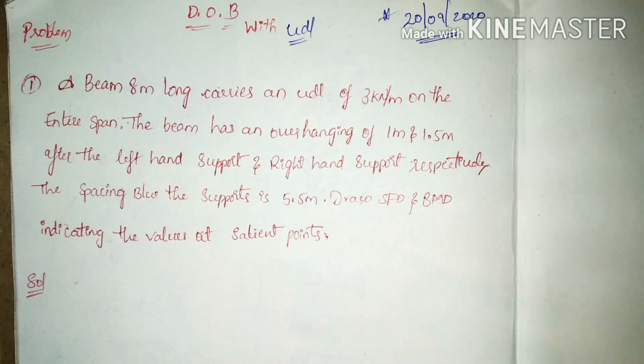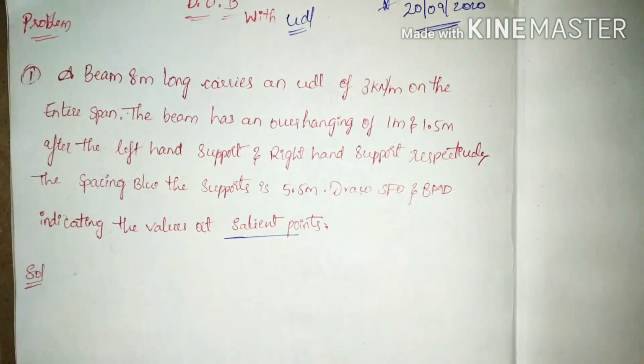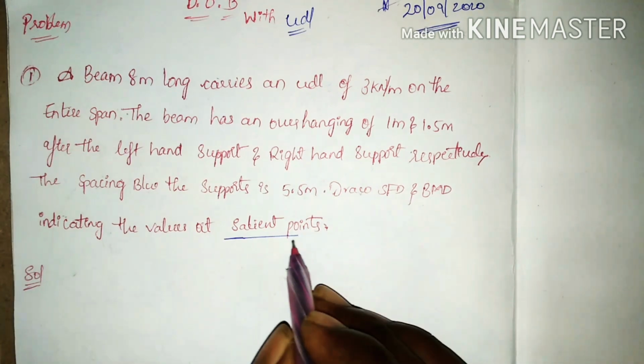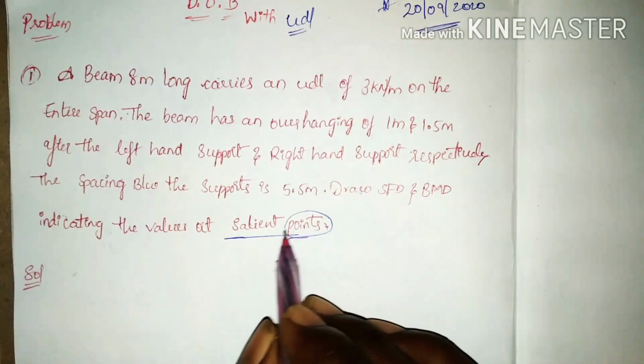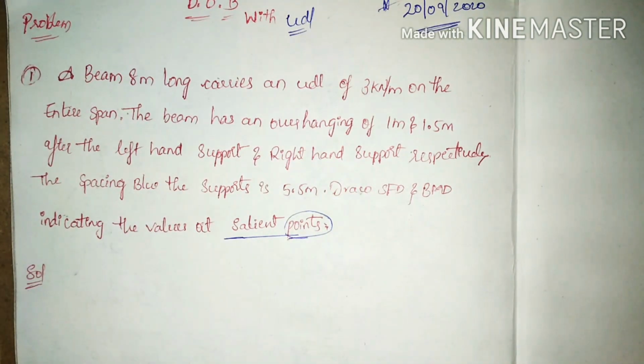What are the salient points and salient features? They are where the shear force is zero, where the maximum shear force and minimum shear force occur, and the point of contraflexure. These are going to be the salient points and salient features. We cannot be confused. Let it be.